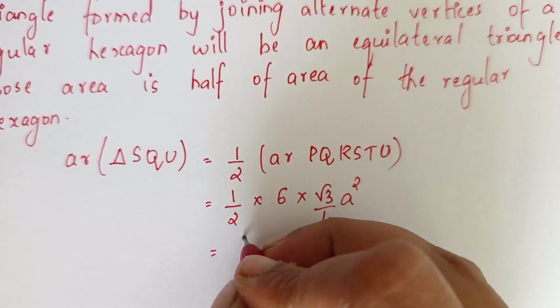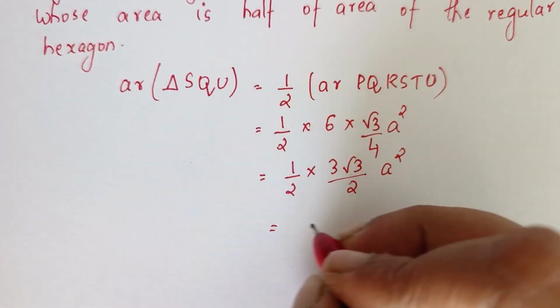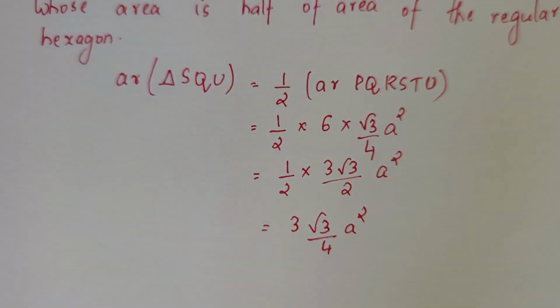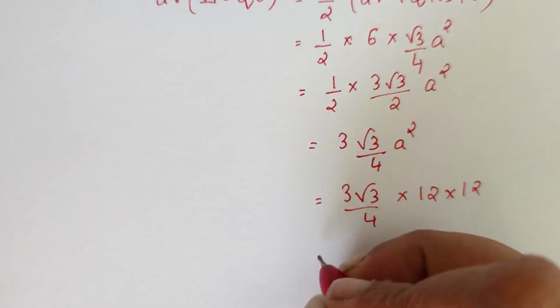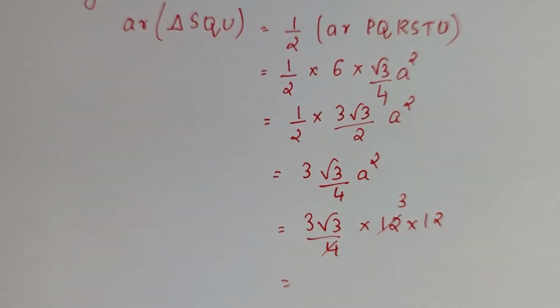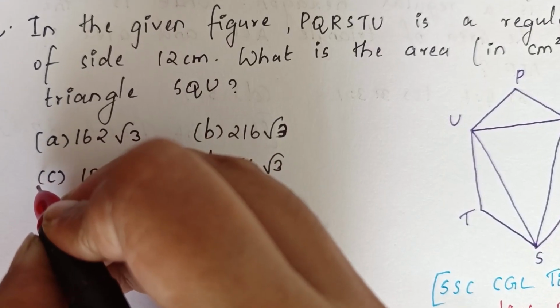which is equal to half into 3 root 3 by 2 into a square, and that is 3 root 3 by 4 a square. So here a is 12, so 3 root 3 by 4 into 12 into 12, which is 108 root 3 centimeter square is the answer. So option C is the correct answer.